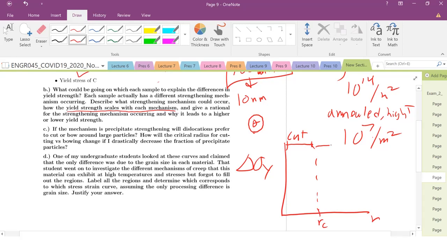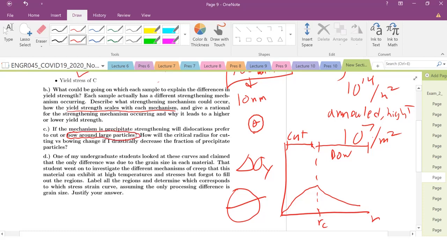But as our particle size increases past this critical value, we are going to bow in this section. Why? Because as our particle gets larger and larger, cutting creates more and more surface area. That is not energetically favorable. So you get a curve that looks something like this. So will dislocations prefer to cut or bow around large particles? We want to bow around large particles. We want to cut small particles.